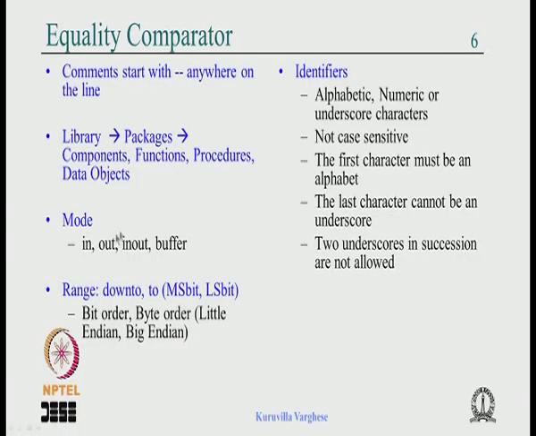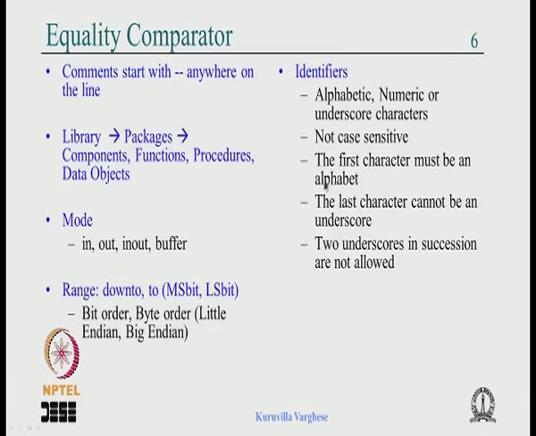Summarizing whatever I have said: comments start with dashes anywhere on the line, and library is a hierarchy of libraries, packages, containing components, functions, procedures, various data objects, data types and things like that. Then you have different modes or directions: in, out and buffer, and we said buffer has very limited usage, and in, out and buffer are different. Then we have downto and to, so you have to worry about little endian, big endian, bit order, byte order and things like that.